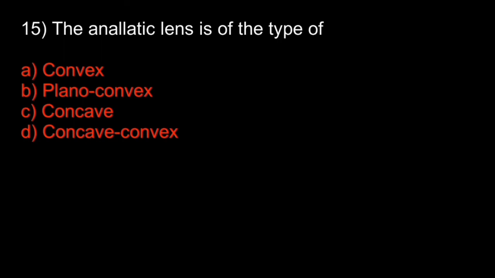Now the last question. The analytic lens is of the type of: option A, convex lens; option B, plano convex lens; option C, concave lens; option D, concave convex lens. Analytic lens is a special convex lens fitted in between the object glass and eyepiece at a fixed distance from the object glass inside the telescope of a tacheometer. The function of the analytic lens is to reduce the stadia constant to 0.